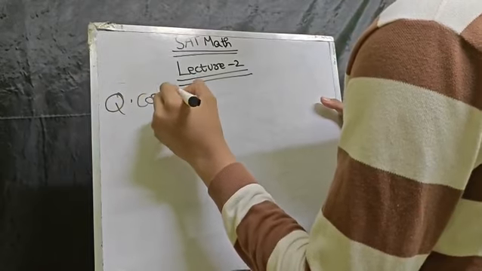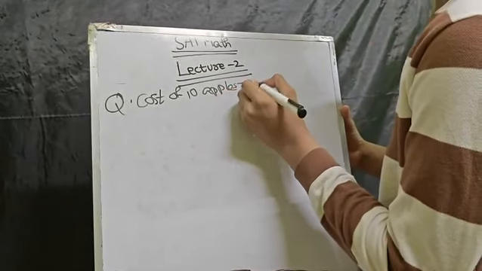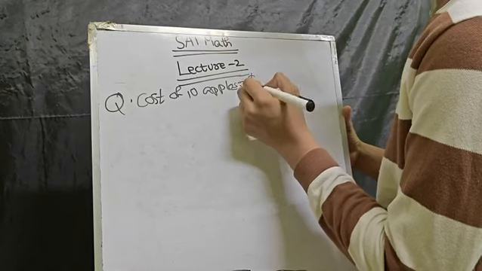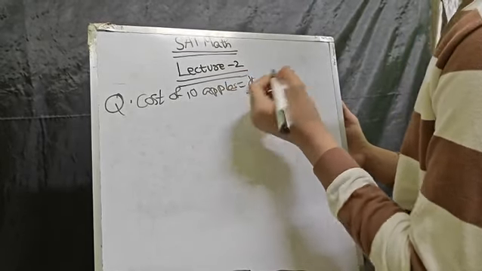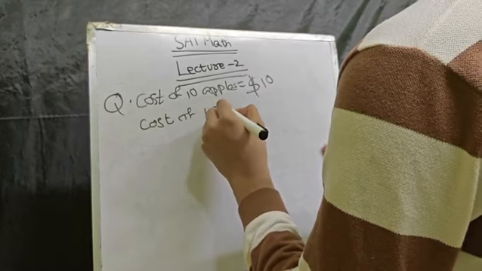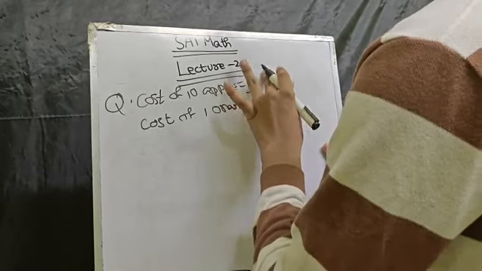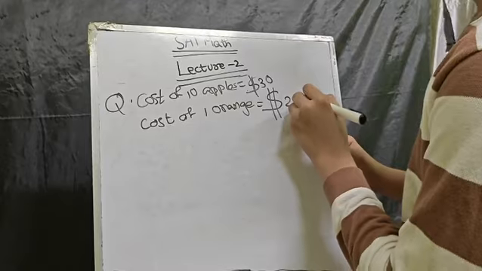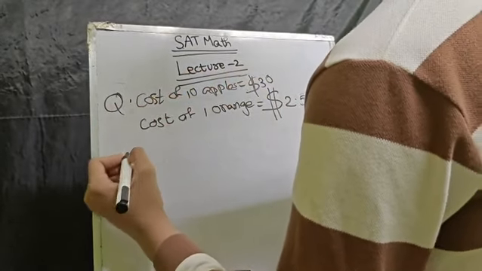Cost of 10 apples equals, let's say, in dollars, $30. And cost of one orange, let's say, equals $2.5. Now how to find the ratio of cost of apples and oranges? So, answer.